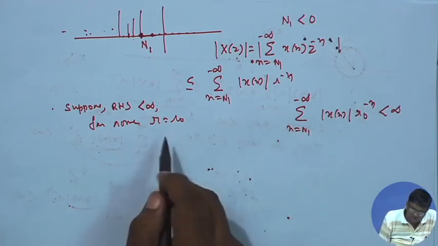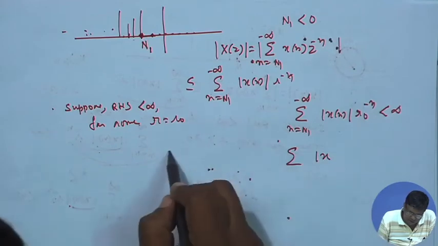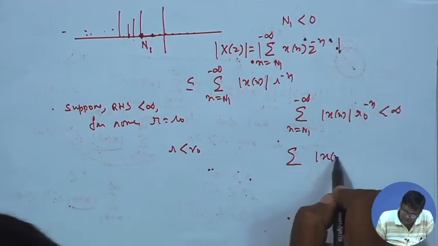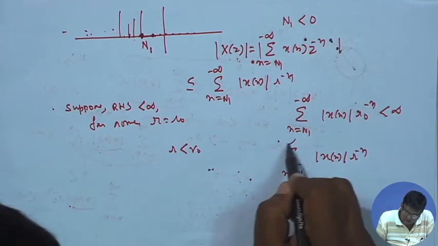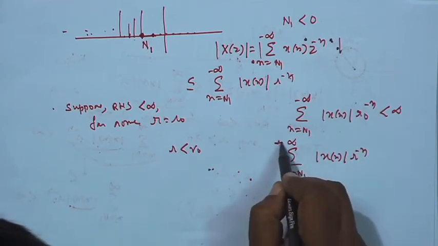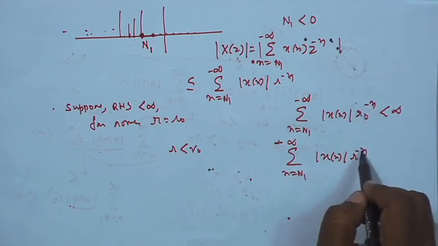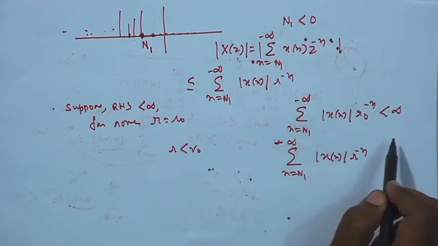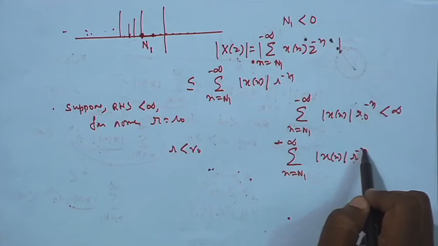Now, if I take any r less than r naught, then how about this summation? Everything else is the same, mod x n, n from 1 to capital N, and from minus infinity. But here it was r naught to the power n, and r to the power minus n. You see, minus n is positive, because n is taking negative numbers. So, r naught to the power some positive power, and r to the power the same positive power.